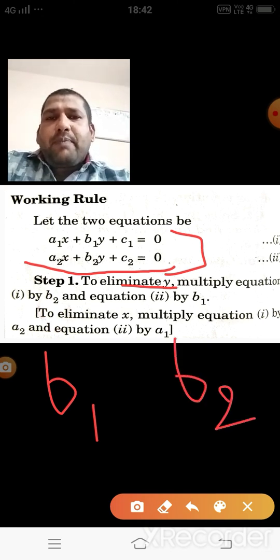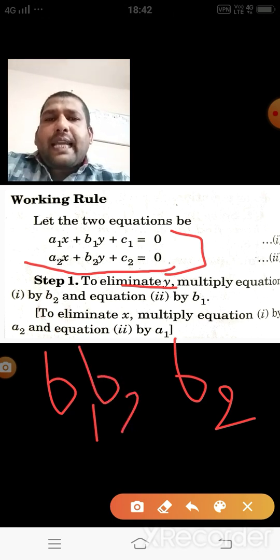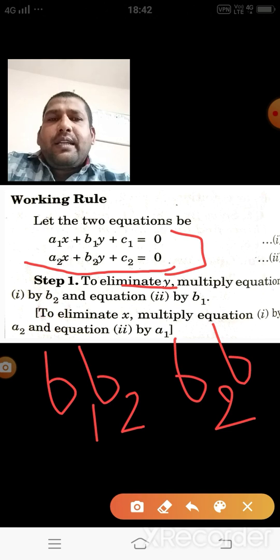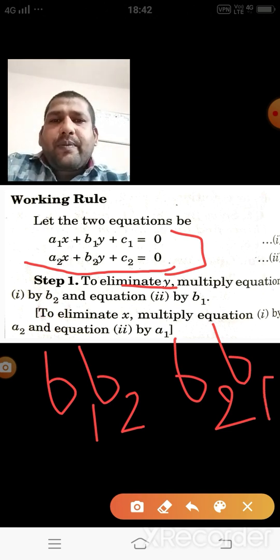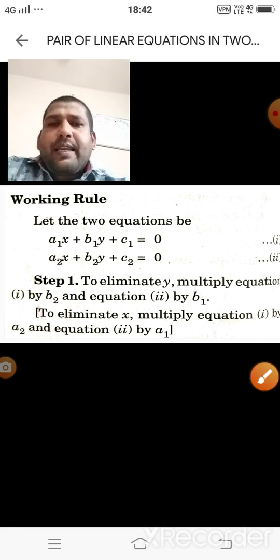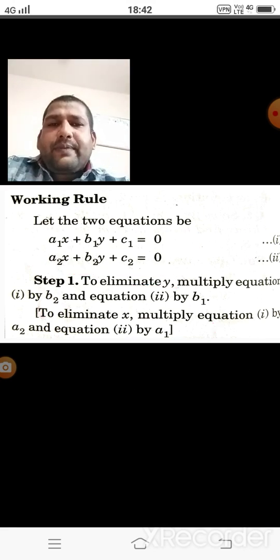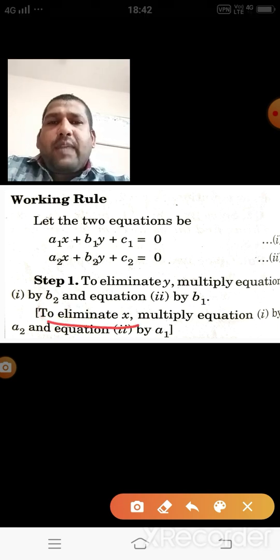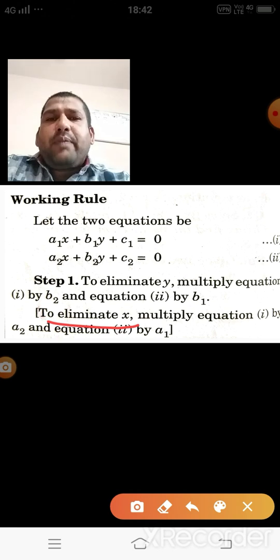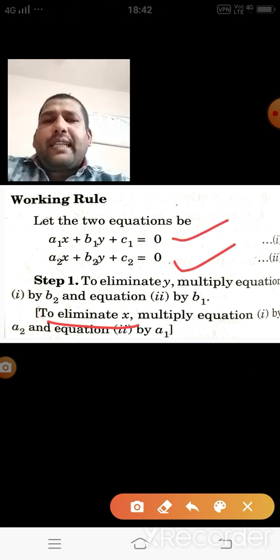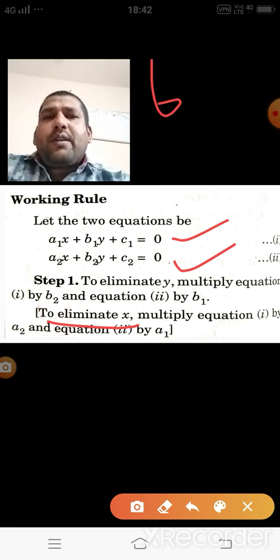If you multiply the first equation by b2 and the second equation by b1, then the coefficient of y becomes the same. So if you have to eliminate y, we multiply the first equation by b2 and the second equation by b1, and we get the coefficient b1 b2.